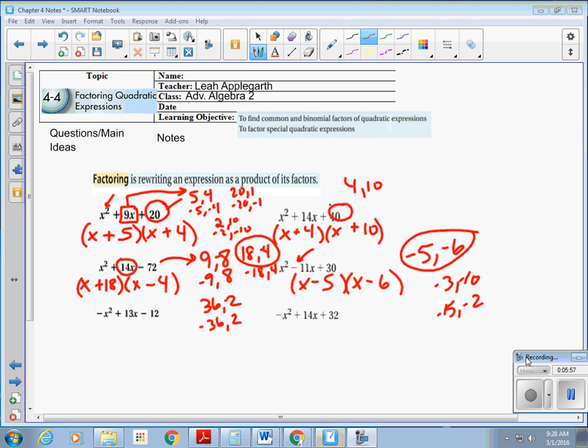All right, what do we do when we have a negative in front of our squared term? Well, I'm not going to let that stop me. I'm going to factor out a negative 1. If I factor out a negative 1, it changes the sign of everything in those parentheses. The negative 1 stays on the outside, and then I factor my inside just like I would if I had a positive. So two numbers that multiply to give you 12 and add to give you negative 13.